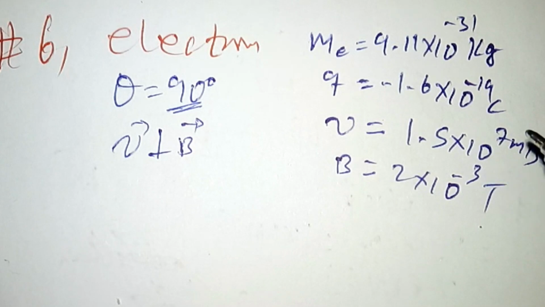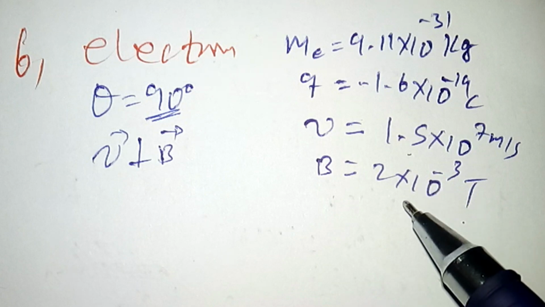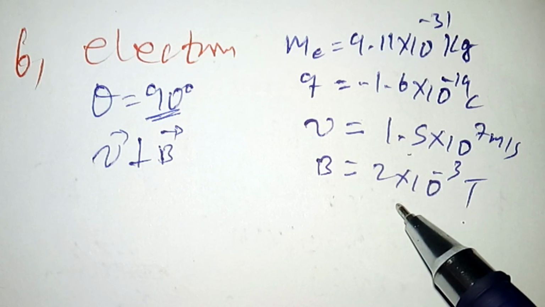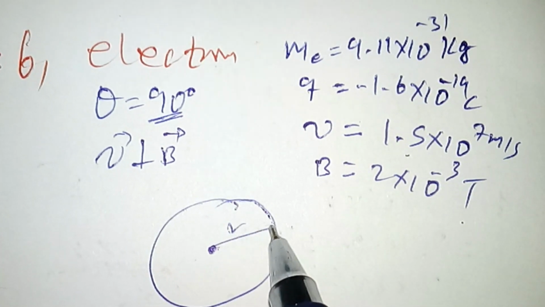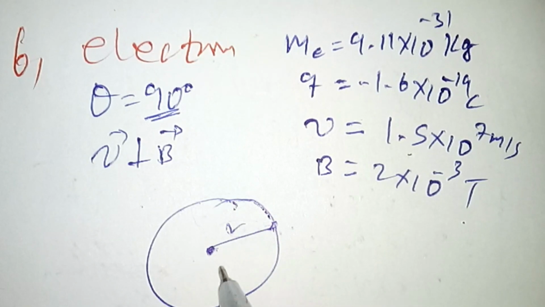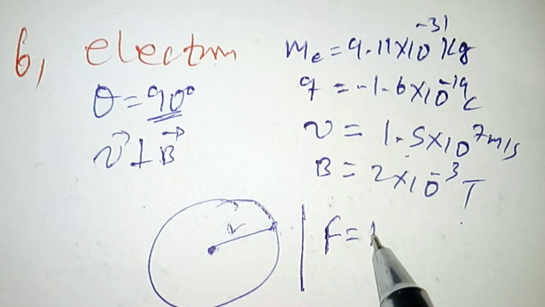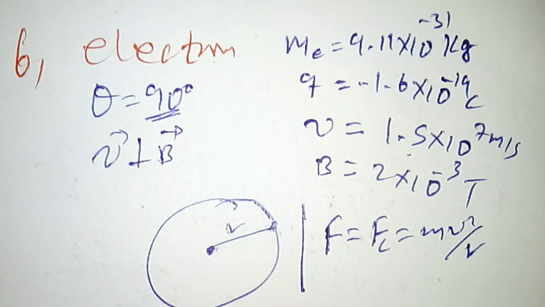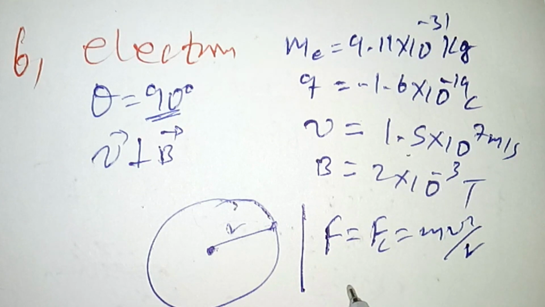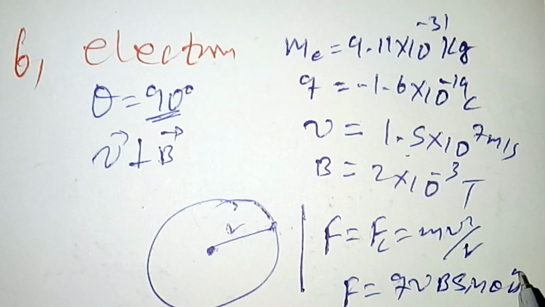An electron moving at a speed of 1.5 times 10 raised to 7 meters per second enters a region of magnetic field with strength 2 times 10 raised to minus 3 Tesla. Then what will be the radius of the circle if the electron follows a circular path in the magnetic field? As we have seen earlier, the magnetic force is a kind of centripetal force, which is m v squared over r. The magnetic force on an electron in a magnetic field is given by F equals q v B sine theta in some unit vector n.